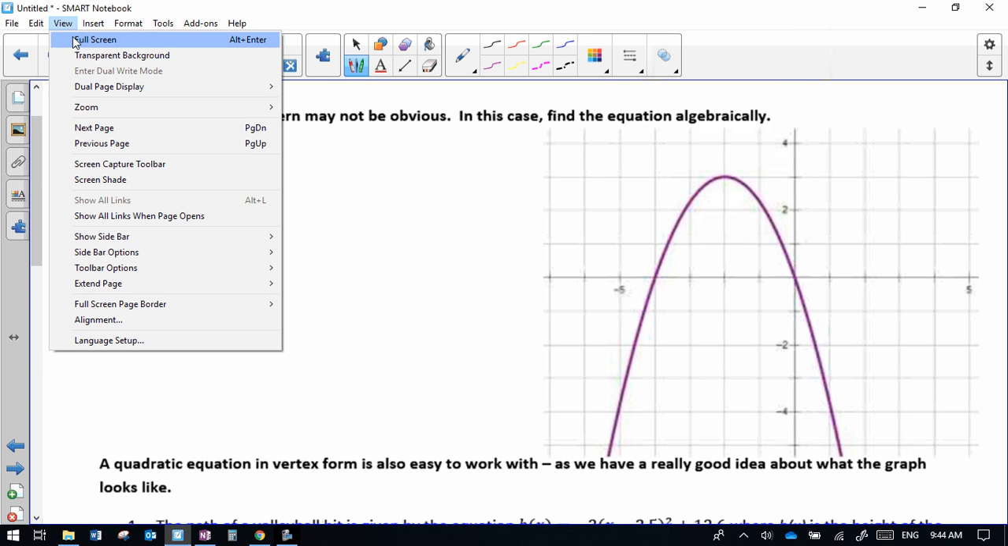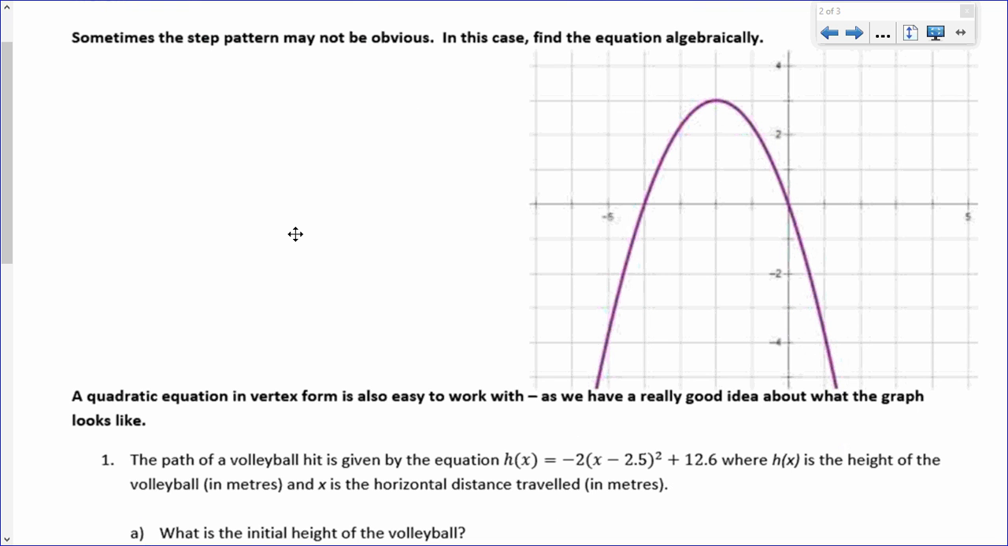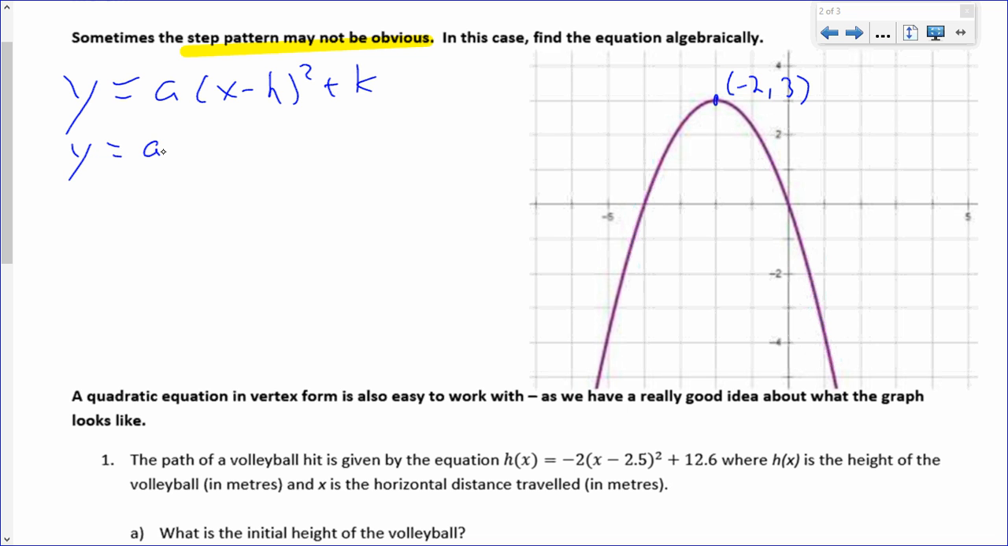So in this example, it's a very similar question, but I think we're going to find that the step pattern isn't obvious. So I can start with the same idea, write it out in vertex form. And then in this case, my vertex is, let's see, (-2, 3). So I can fill in my h value with +2. Remember, it's the opposite. And k is +3. Now I want to know what the a value is. In the other example, I could tell what the step pattern was, but in this example, it's not very easy.